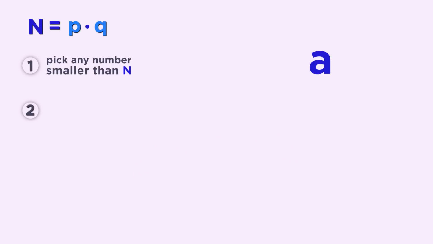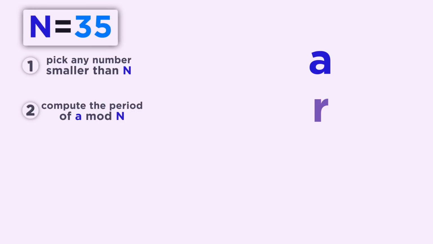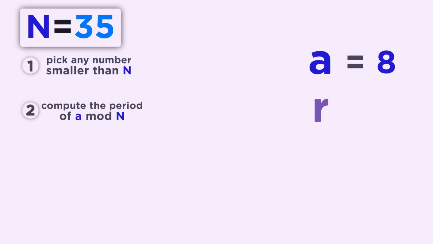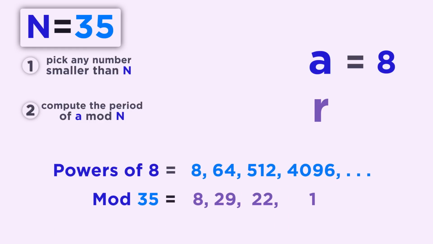Step 2. Compute the period of a mod n. Let's call it r. For the sake of example, let's say you're trying to find the factors of 35, so n equals 35, and you pick a equals 8 since it's relatively prime to 35. Then, with a little computation, we can see that r equals 4.